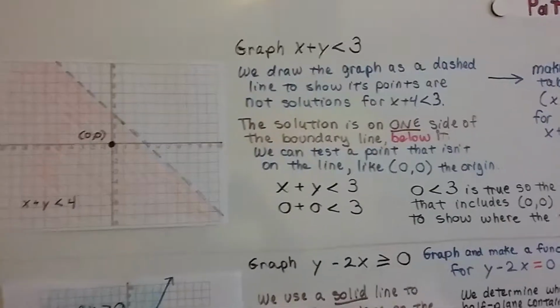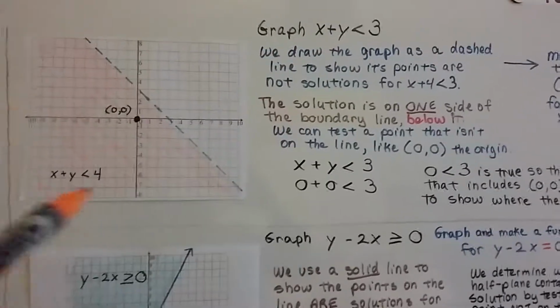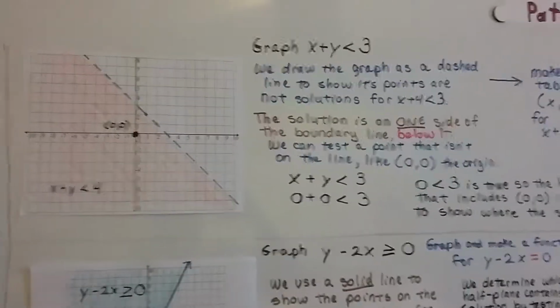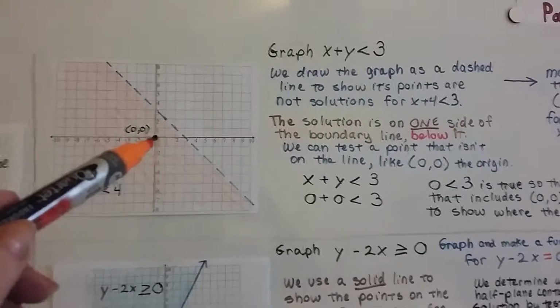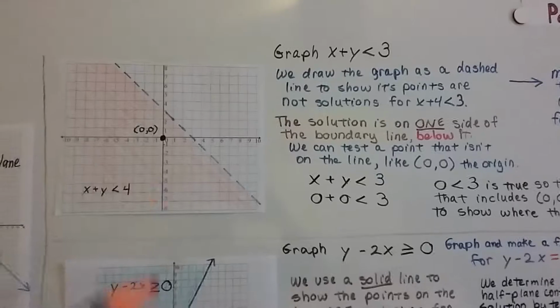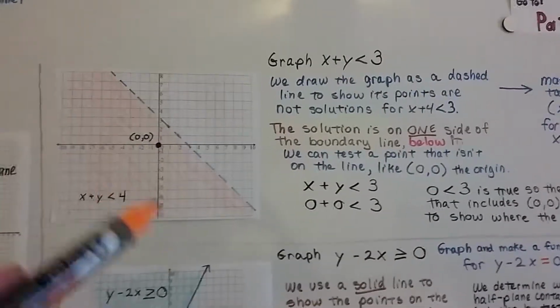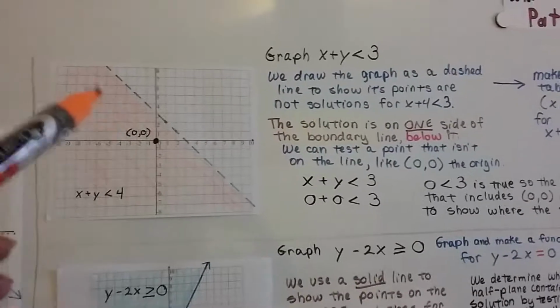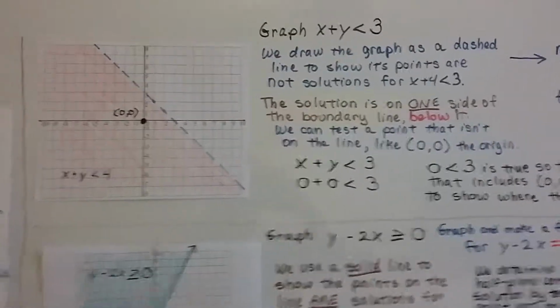The solution is on one side of the boundary line. It's below it. It's this entire pink area. We can test a point that isn't on the line, like the origin, 0, 0, and try plugging it in. 0 plus 0 is less than 3. Yep. So that means this is the shaded area that we're going to make, because this half plane has all the solutions for that inequality.